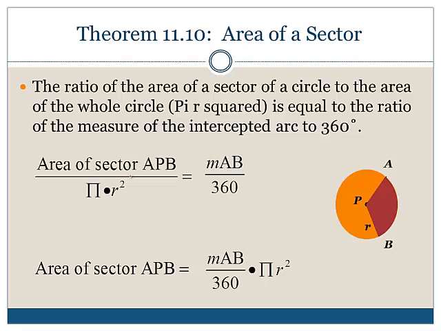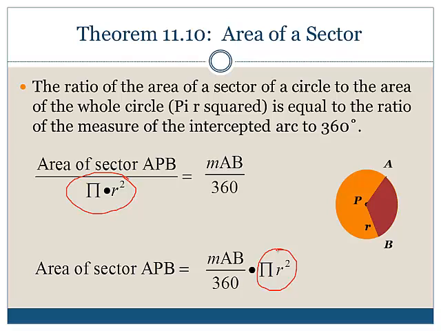So the ratio of the area of a sector of a circle to the area of the whole circle is equal to the ratio of the measure of the intercepted arc to 360 degrees. Okay, both of these formulas should look very, very familiar, but there's one key difference. What I'd like to draw your attention to is this part here. In 11.4, we went over circumference, and when we were trying to find an arc length, we would use the circumference. So we're trying to find the area of a sector, so we're going to use the area of a circle, which is pi r squared.